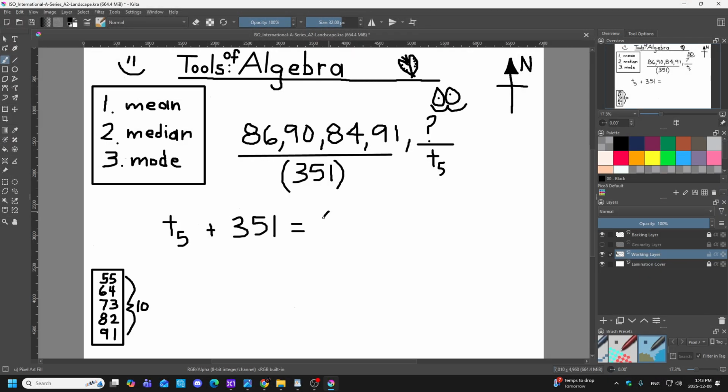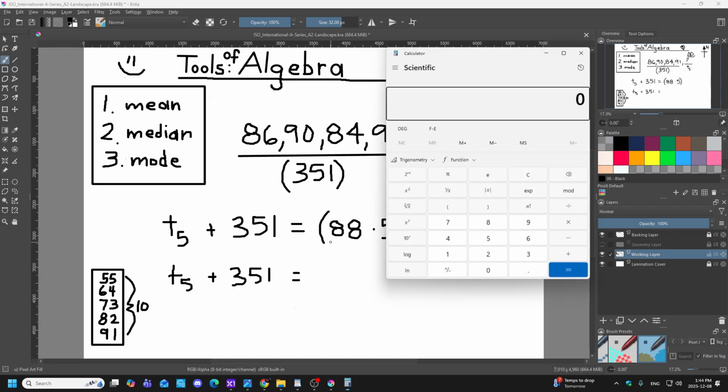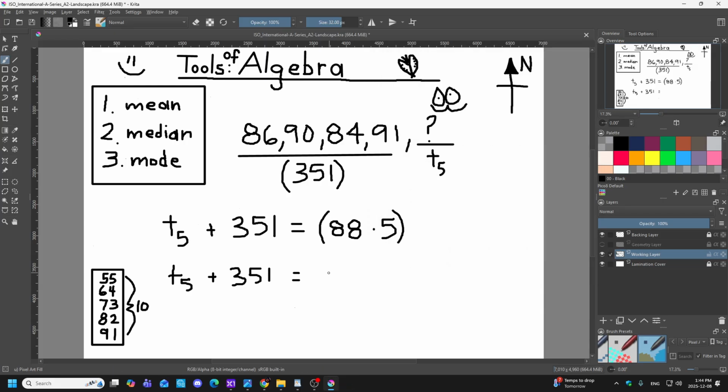So I'm going to go 88 times 5. All right, T5. I know this really isn't doing mean, median, mode, but we are getting that number. Equals, we need 88 times 5. 88 times 5 is 440. Okay.